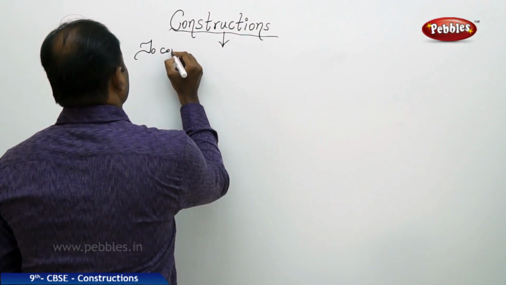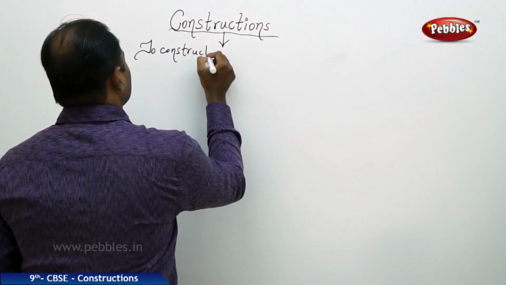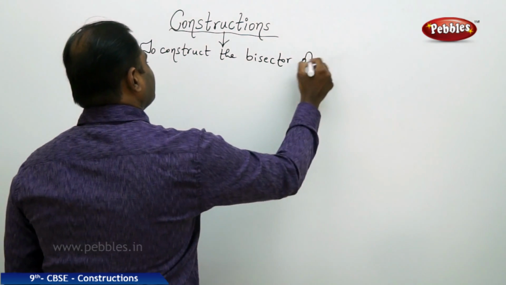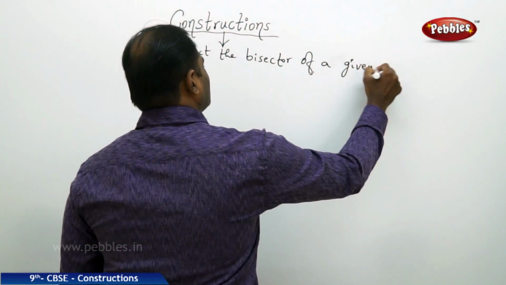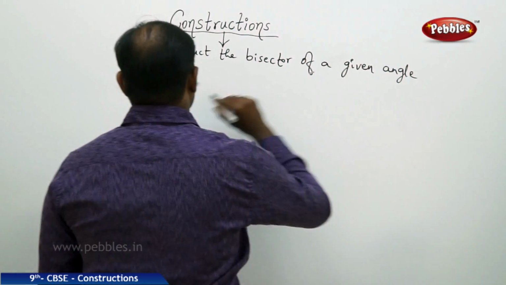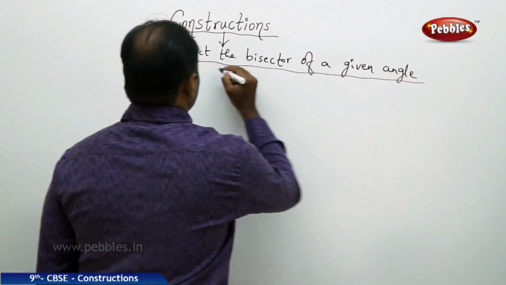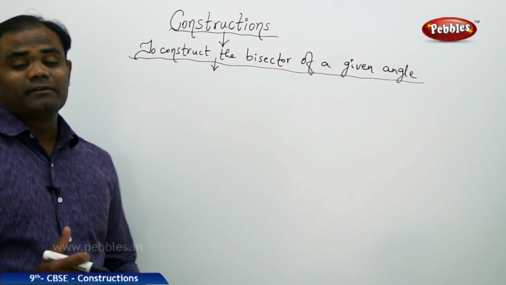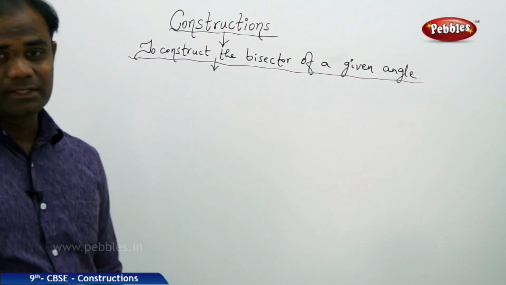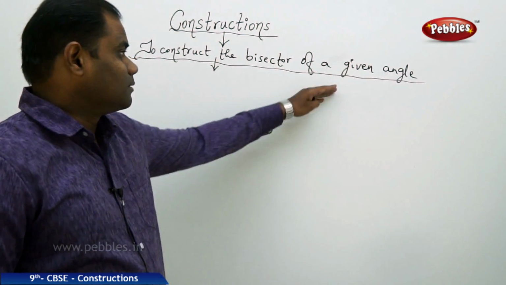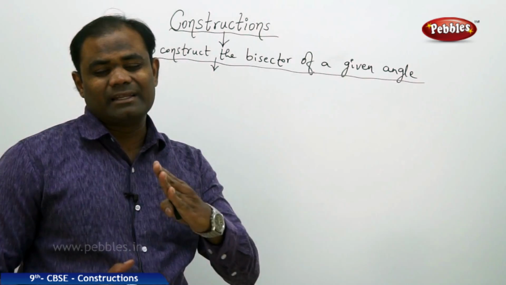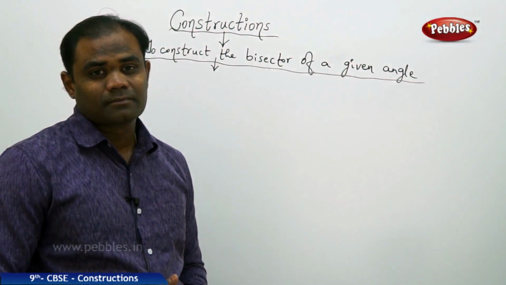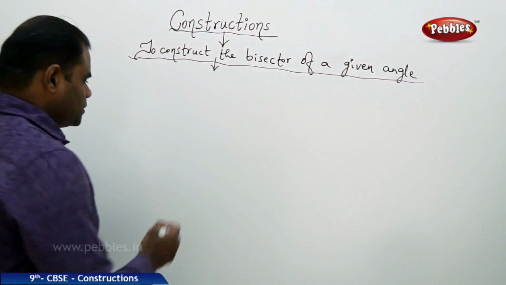To construct the bisector of a given angle, let's see how a bisector can be divided. I mean, for a given angle, what divides it exactly or equally is what we call the bisector. So let me take the angle out here.